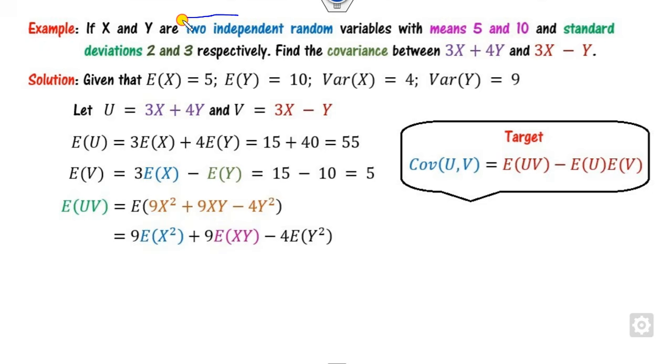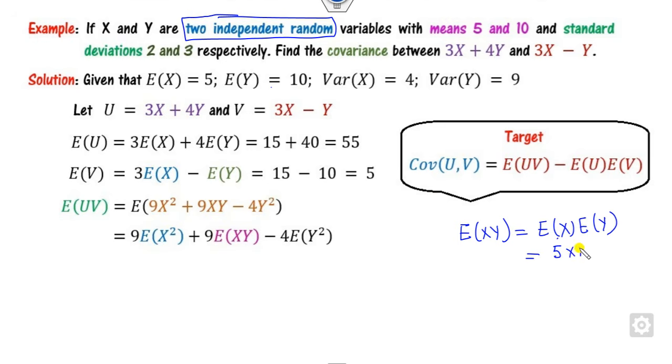Now what is given to you? They are independent. What is the meaning of that? Once they are independent, what is the value of this? You can simply write this value as EX times EY. What is the EX? EX is given to you as 5, EY is nothing but 10. So this value is given to you as 10.